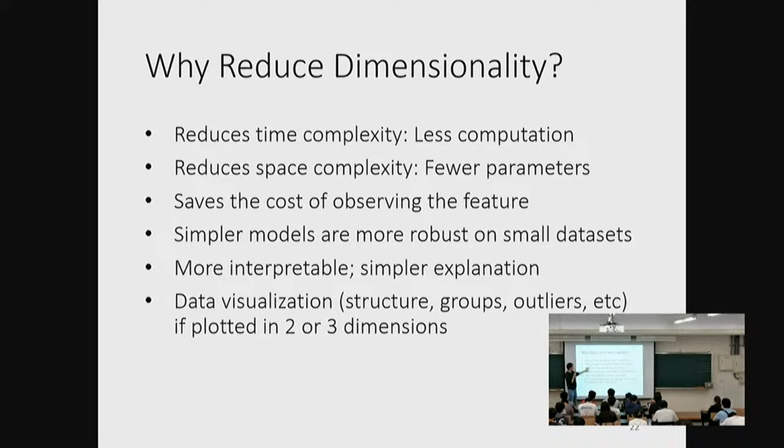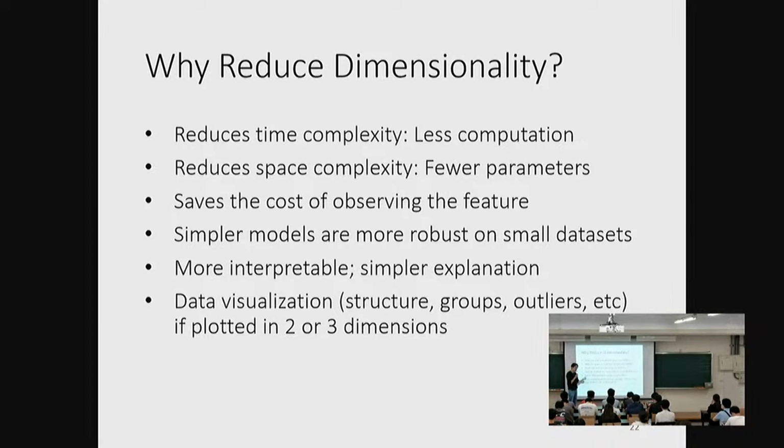We call that space complexity. Also, save the cost of observing features. Every time you go out and measure stuff, every feature you measure is a process, and it takes time. Even if you ask people to fill up a Google form, every extra question is extra time. So if there are fewer features to collect, the cost of collecting data will be much less.